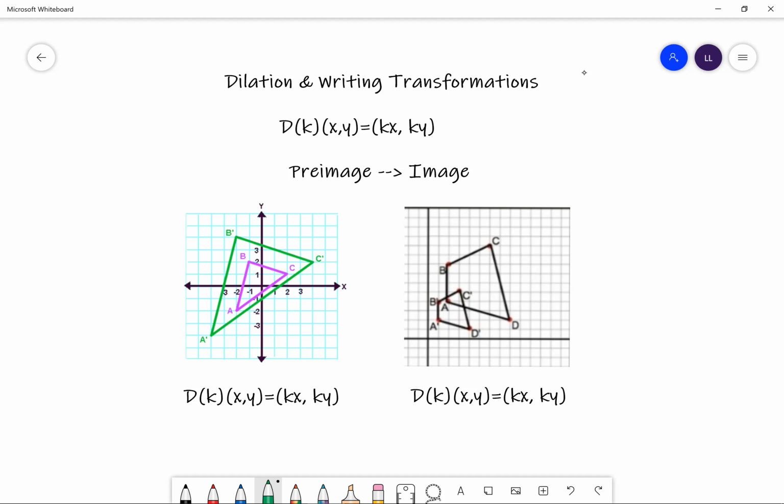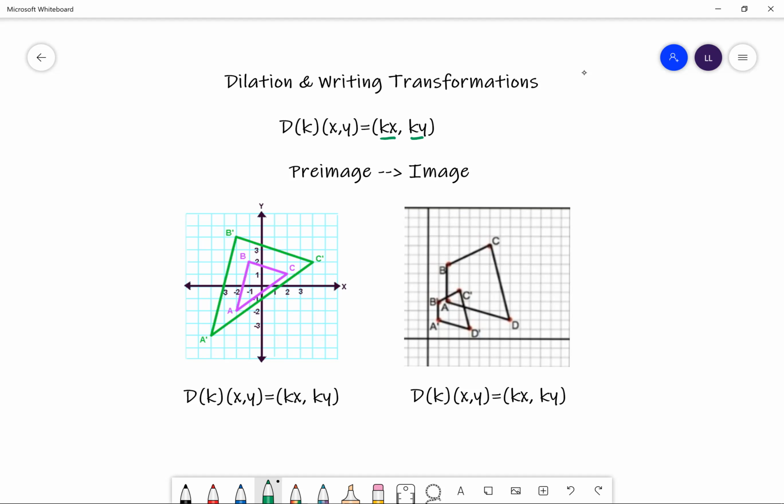If you remember, with translation we were adding and subtracting, but with dilation, we're going to be multiplying. Do you see that the K and the X and the K and the Y are right next to each other? So we're going to be multiplying and dividing in dilation.